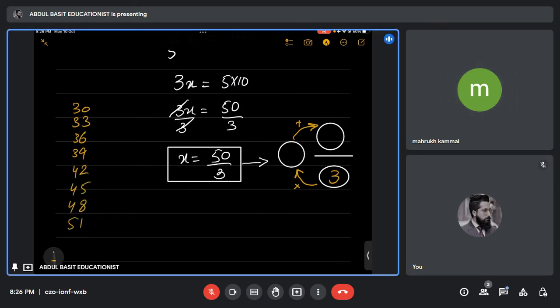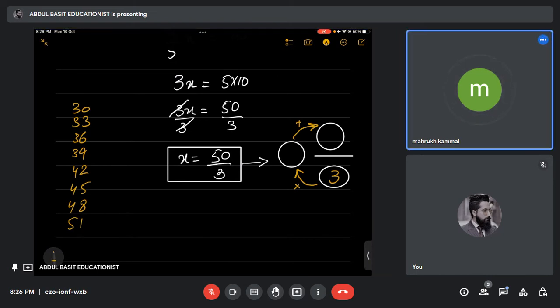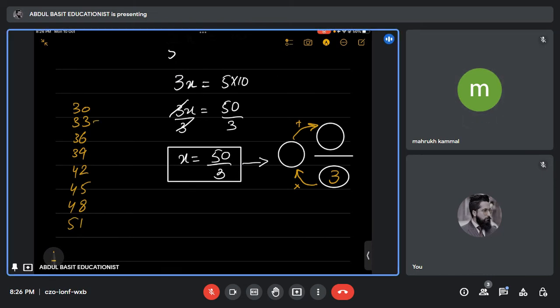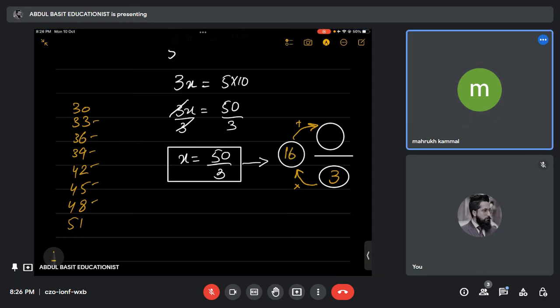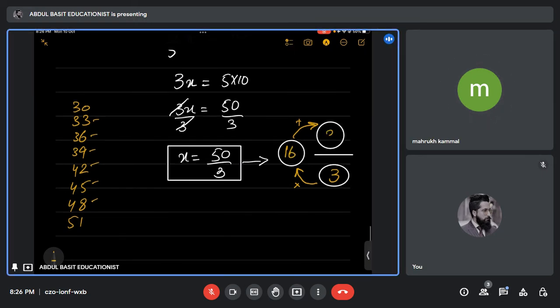And then we have 51. Agree or not? So 3 times 11, 3 times 12, 13, 14, 15, 16. It means that 3 times 16 is 48. Agree or not? Yes sir. Plus what is 50? Plus 2 or not? Yes sir, okay, I understood.